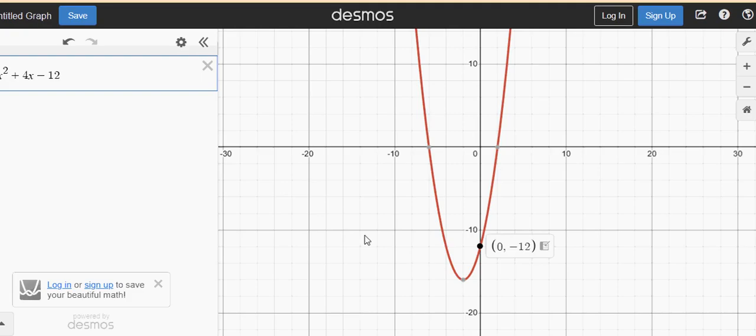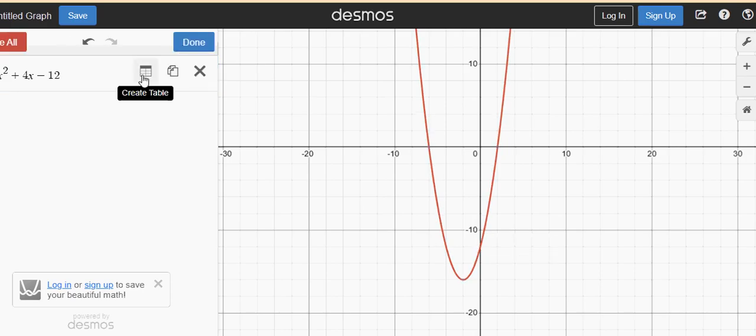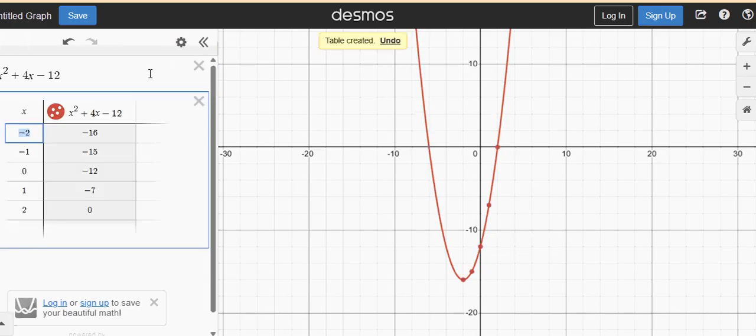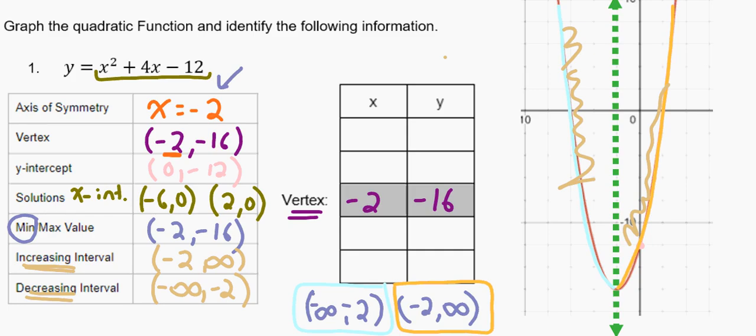How are we going to get a table? Well, we hit this little edit list, and it gives us these options. And look, create a table. That's perfect. See how we've got the -2, -16? We're going to use these 2 lower ones: -1, -15, and 0, -12. Let's remember it.